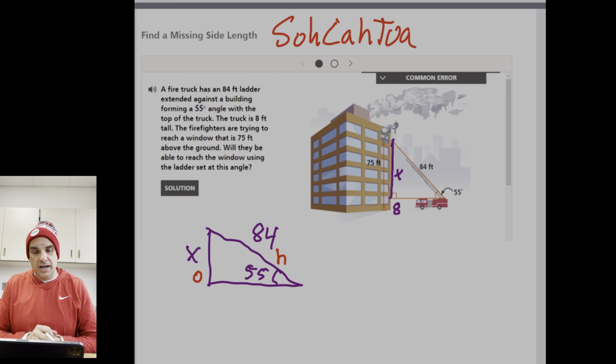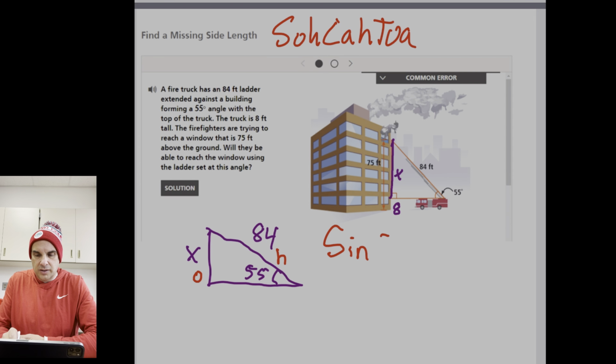So when we were doing these before, we always put sine theta. Well, we know what theta is in this case. We know it's 55 degrees. So we're going to put the sine of 55 degrees. That's going to equal the length of the opposite side, which is what we have to find, over the length of the hypotenuse, which is 84.